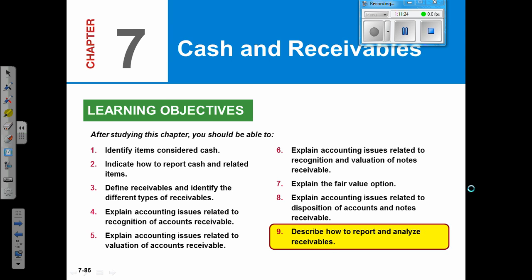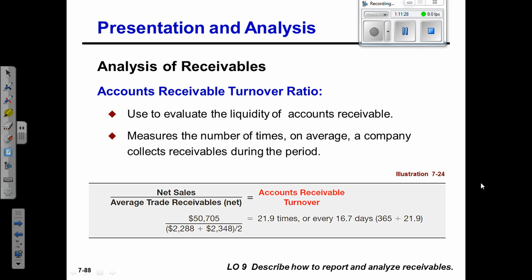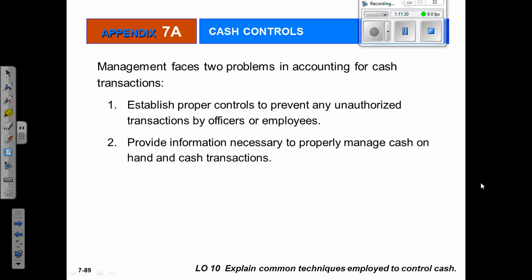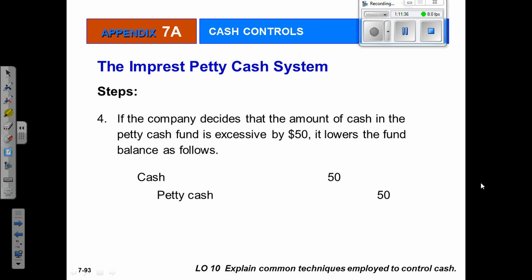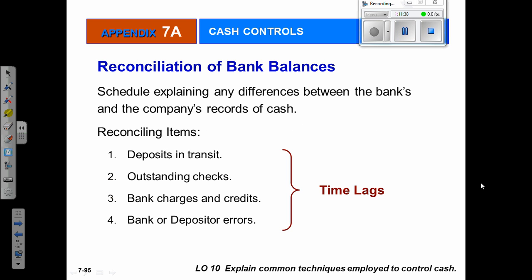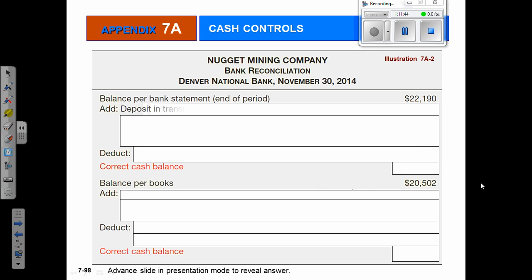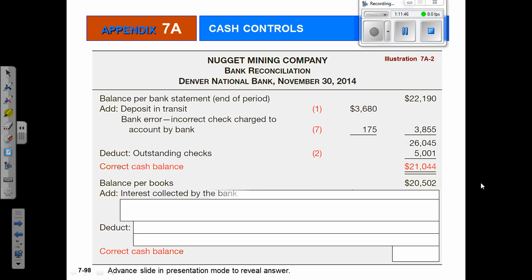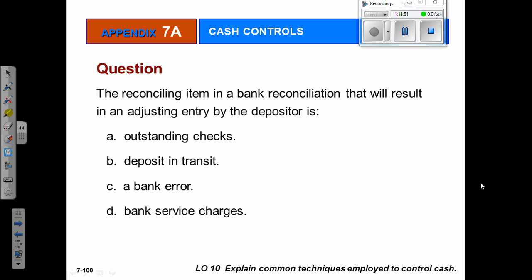Okay. So they do some analysis of receivables presentation. Be sure and read through this. Cash controls, read through it. The petty cash system, read through it. That's really easy, but it's worth looking at. And then they do a bank reconciliation problem in here. Just crank through it and make sure you feel good about it. These are not too hard. What was down here at the end that you want to look at?